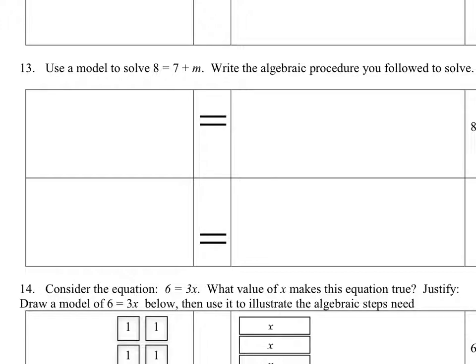8 equals 7 plus some number. What number would we add to 7 to get 8? 1. Bam, we know that m equals 1.